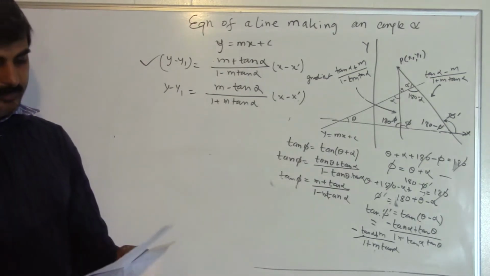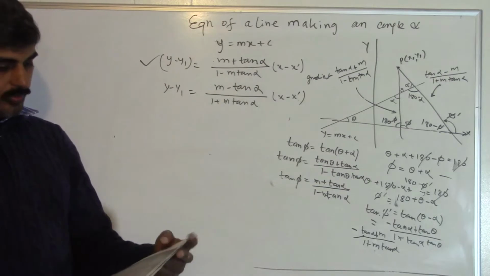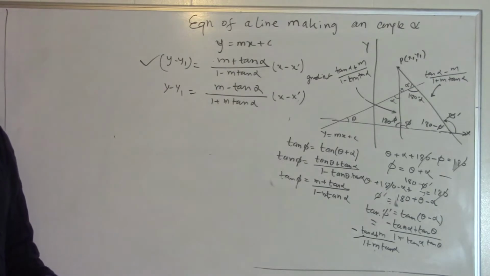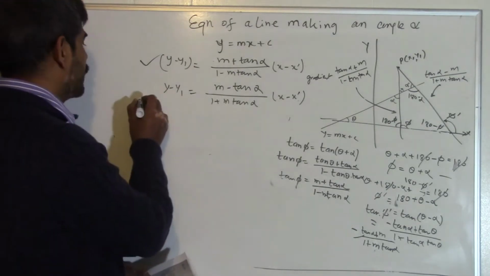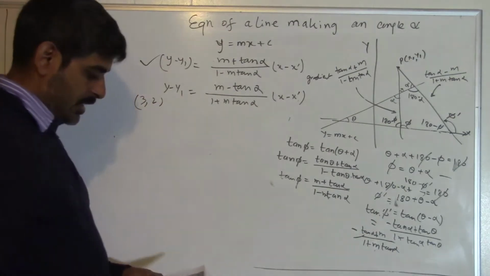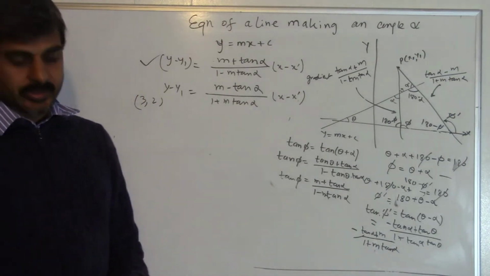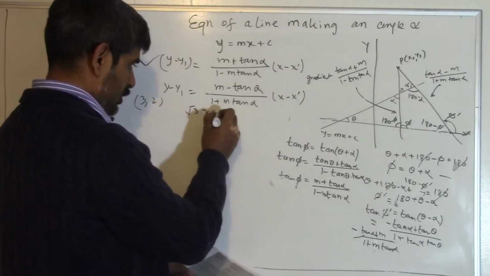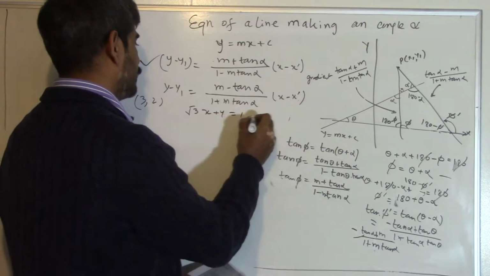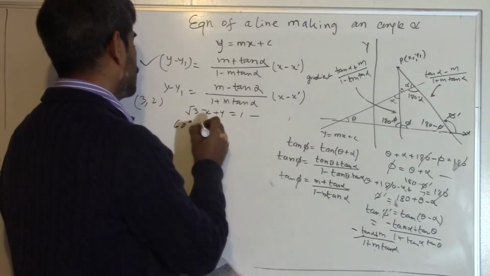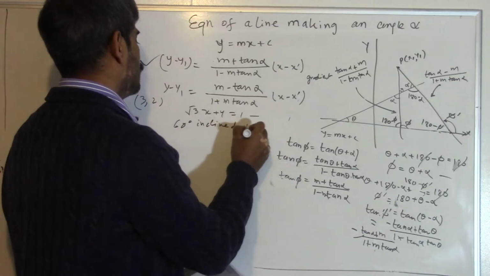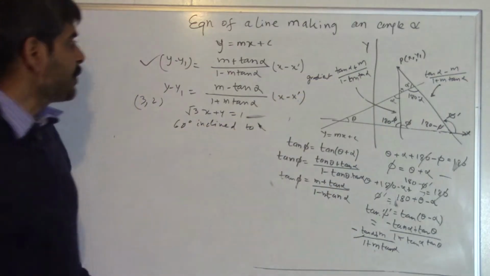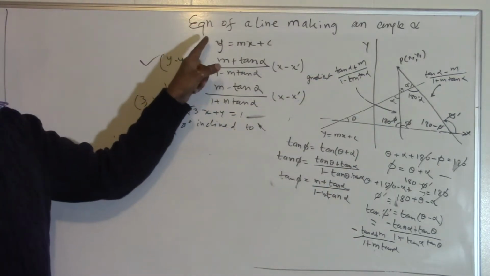Let's do one question. We need to show that the equations to the straight line passing through the point 3, 2, we are given the point 3, 2, and inclined 60 degrees to the line square root 3x plus y is equal to 1. 60 degree inclined to this line. So we will not go through this process again, but substitute the values in this equation.